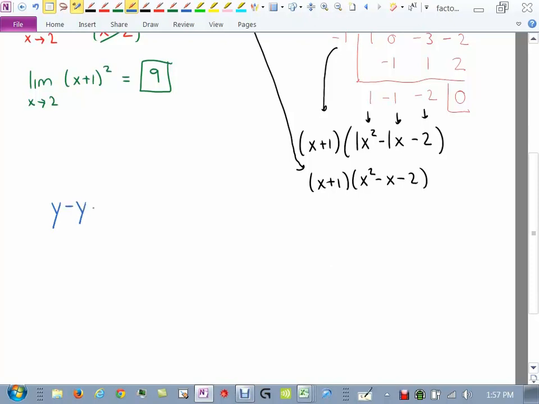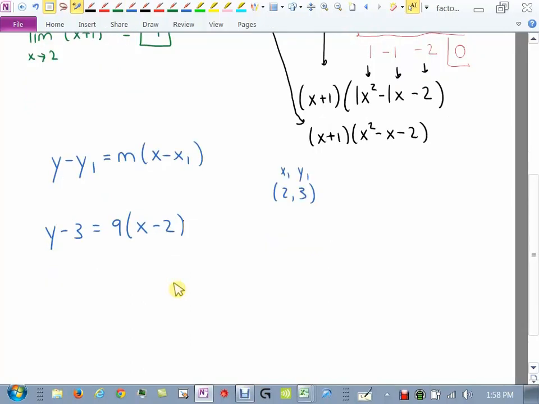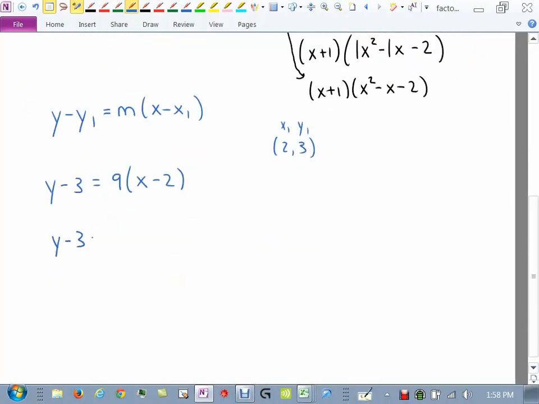So this is my point slope formula. We said earlier that the point that was given to us was the point 2, 3. This is my x1, this is my y1. So I have y minus 3 equals the slope, which we just found to be 9, times x minus 2. So that's the equation. I can clean this up a little bit. y minus 3 equals 9x minus 18. And then just go ahead and add 3 to both sides. And you get 9x minus 15.